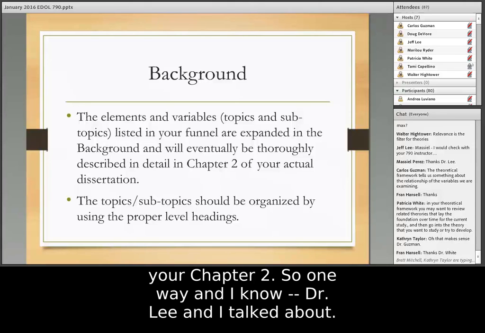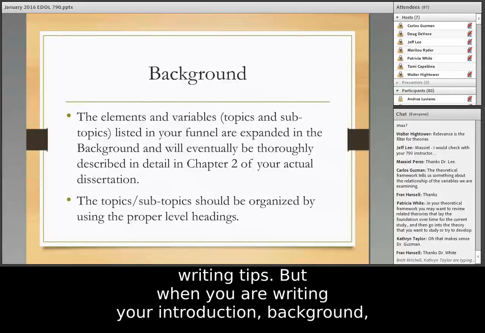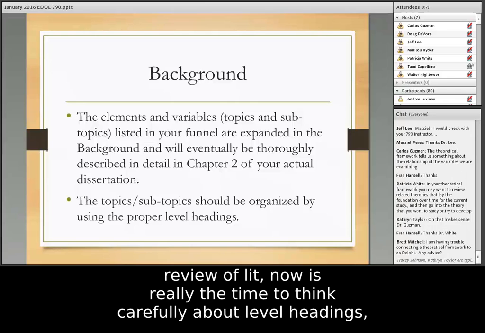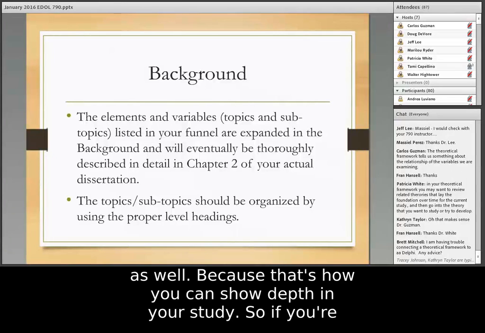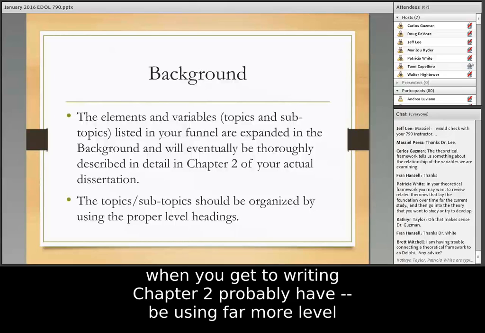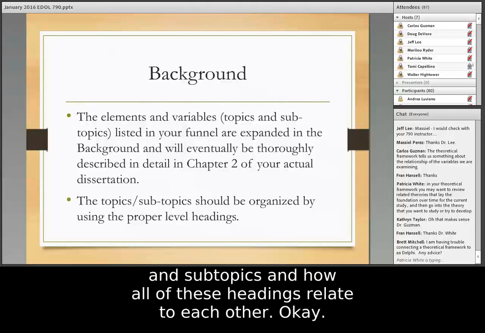So one way, and Dr. Lee and I talked about this, there's so much we could have shared with you. A lot of it has to do with writing tips. But when you are writing your introduction, background, review of lit, now is really the time to think carefully about level headings as well, because that's how you can show depth in your study. So if you're used to writing just with level 1 and level 2, when you get to writing chapter 2 in your review of lit, you will probably be using far more level headings in order to really show the depth and how all of these topics and subtopics and all these headings relate to each other.